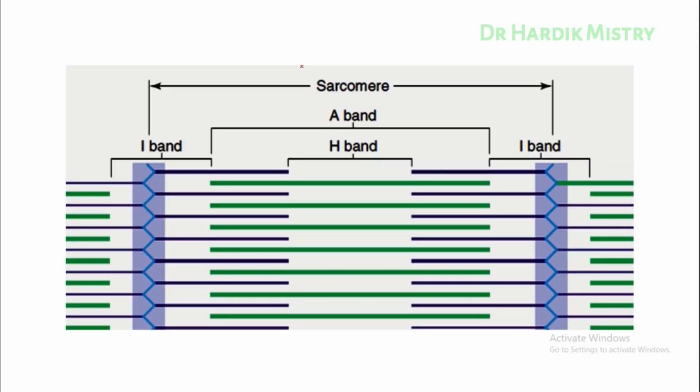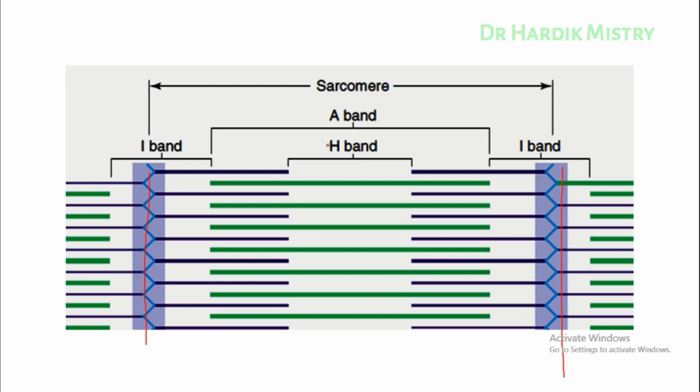In this figure you are clearly seeing the structure of the sarcomere. The sarcomere is the structure present between two Z lines or two Z discs inside the myofibril. It is one Z disc or Z line, and here is the second Z line or Z disc. It is also known as the contractile unit of the muscle fiber, or the smallest contractile unit of the muscle fiber.